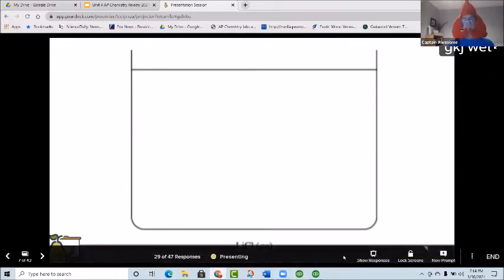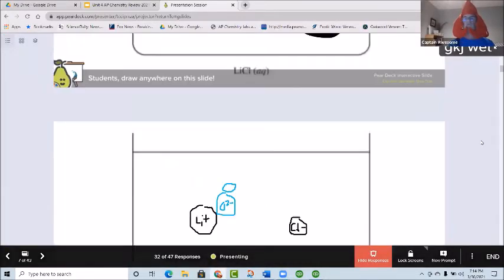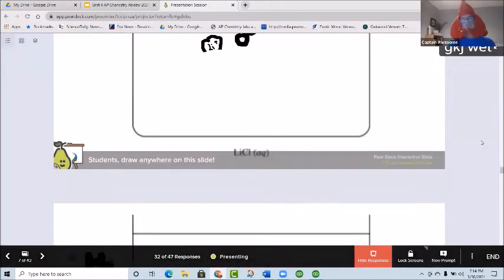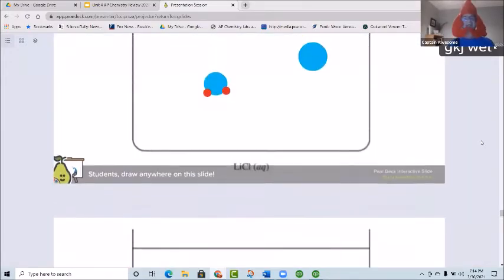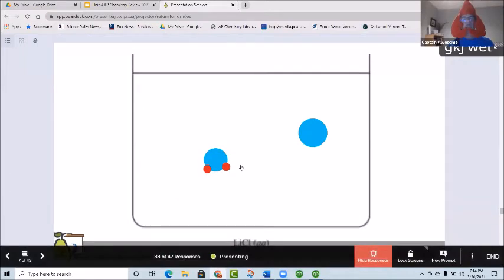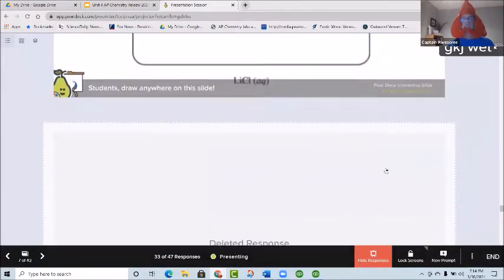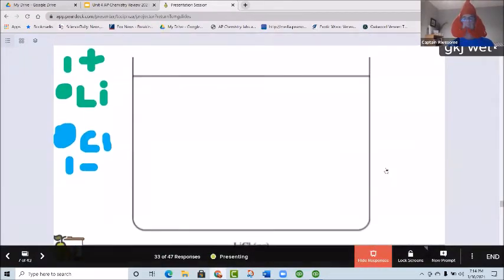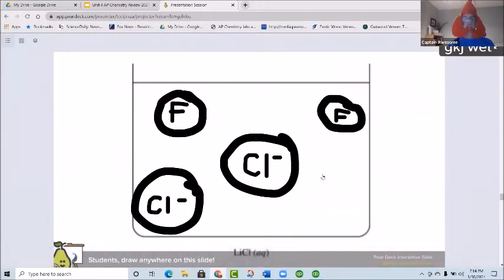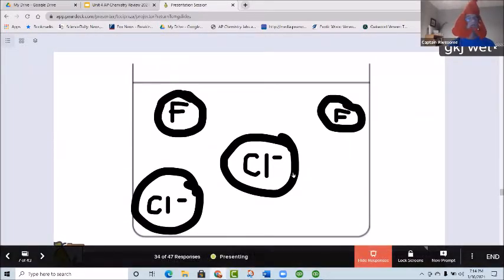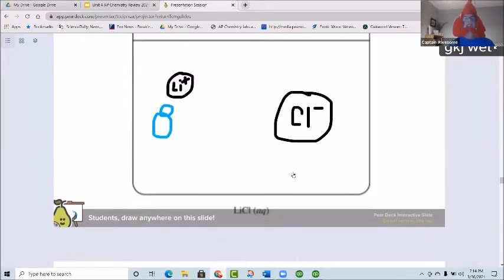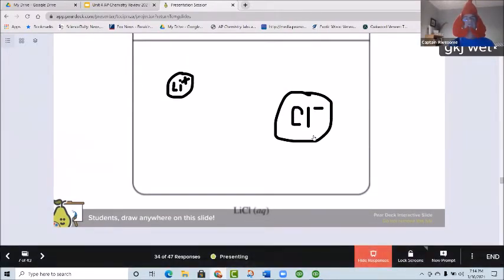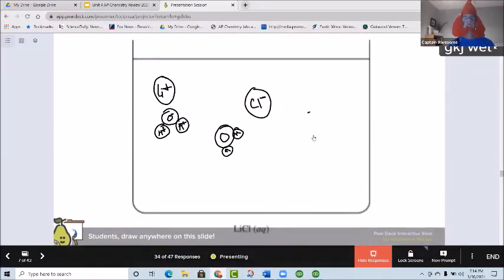All right, so this time I'm going to scroll down to the very bottom. War Eagle, no, that's automatically wrong. Oh, look at that beautiful water molecule that somebody deleted. So it's lithium chloride. So you shouldn't have an F in there, whoever has that. So there's a lithium and there's the chlorine. So coming along.